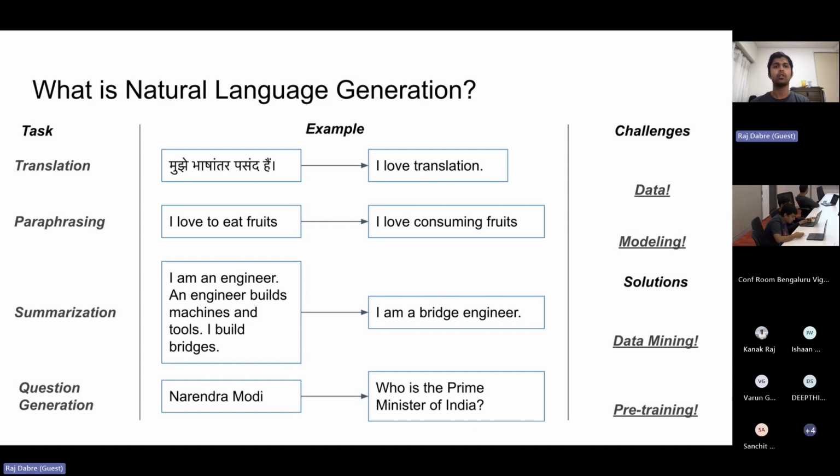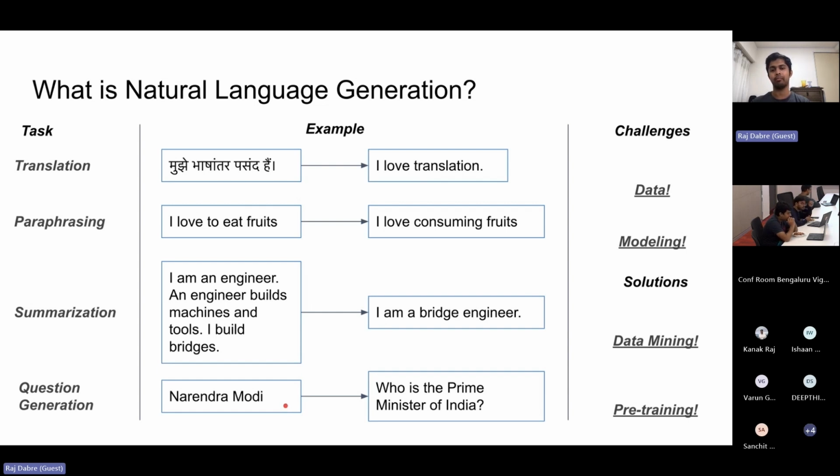That's totally fine. So what is natural language generation? Natural language generation, we already know, means generating in any natural language. We have tasks like translation, paraphrasing, summarization, and question generation. For translation, you put an input in one language and you want the translation output in another language. Paraphrasing means just rephrasing something. Summarization means compressing content from maybe long form into short form. And then question generation is the opposite of question answering, where you state something and then you make the model ask a question.